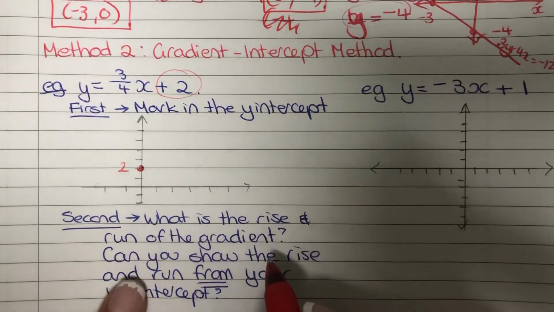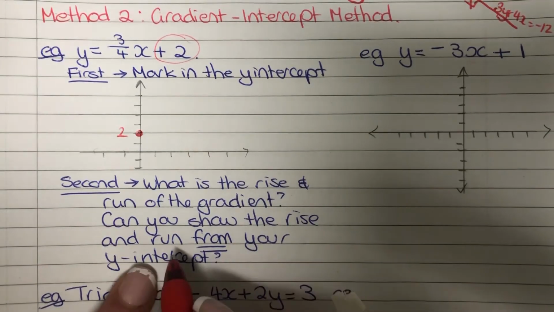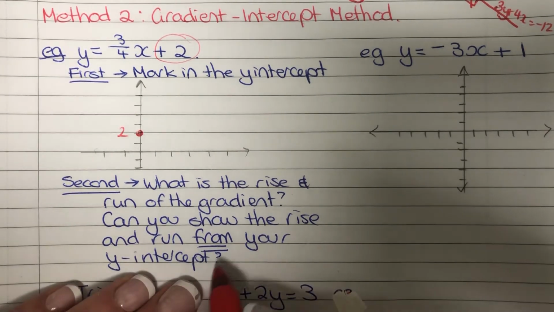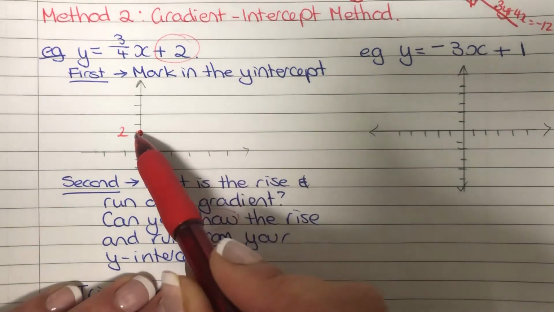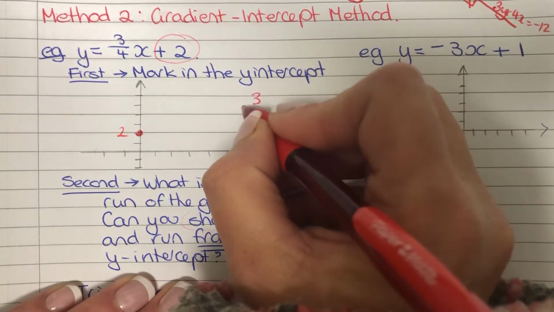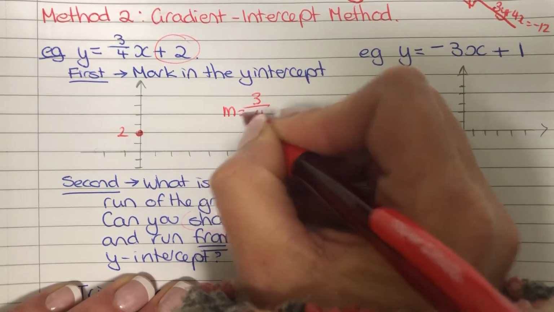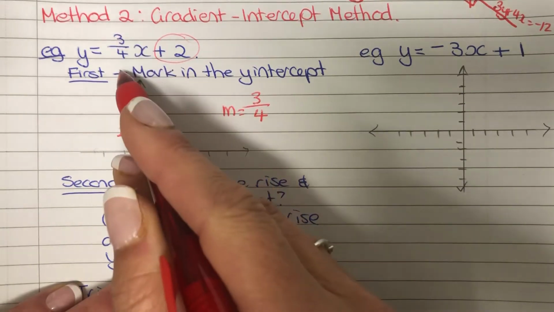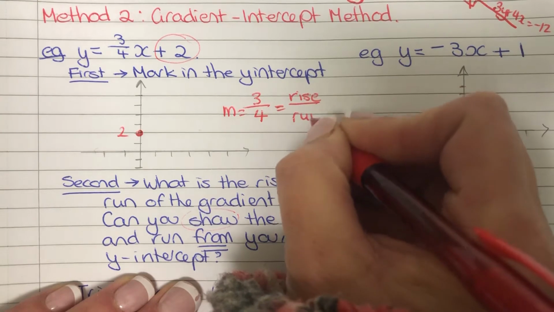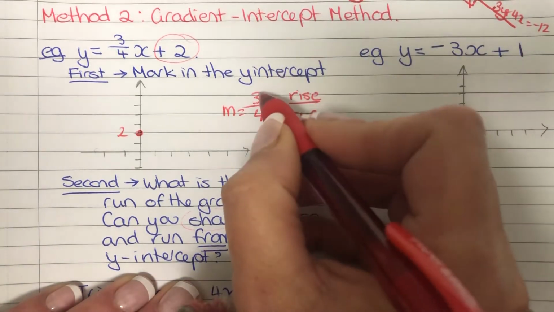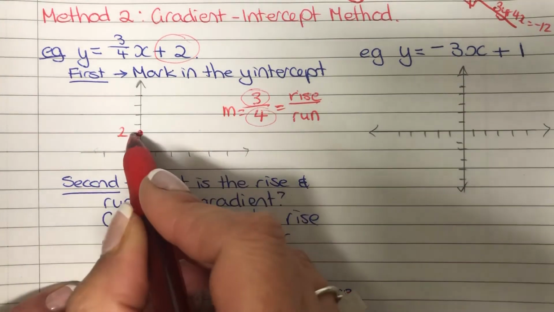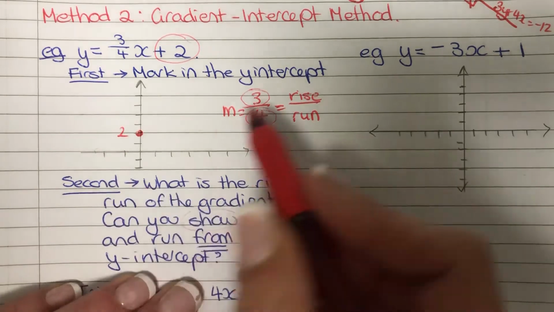What is the rise and the run of the gradient? Can you find or use the rise and the run from your y-intercept? So we're going to write down what the gradient is. The gradient is 3/4. And we know the gradient is how far we rise and how far we run. So that means we're going to rise 3 and then we're going to run across 4, and we do this from the y-intercept. And that's how we do these questions.